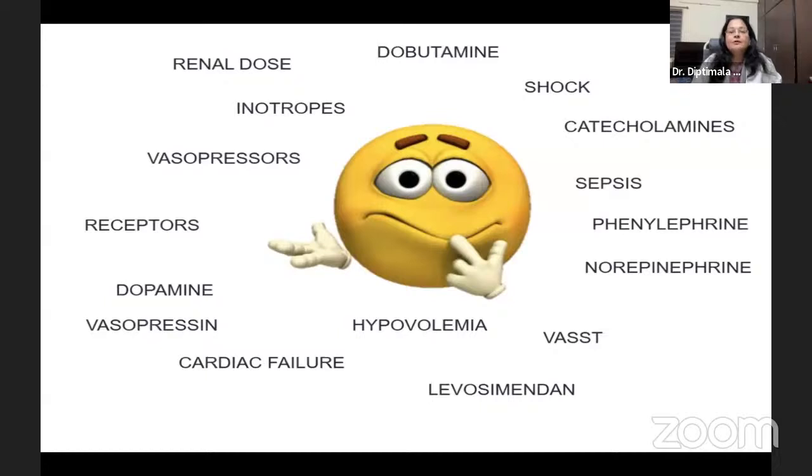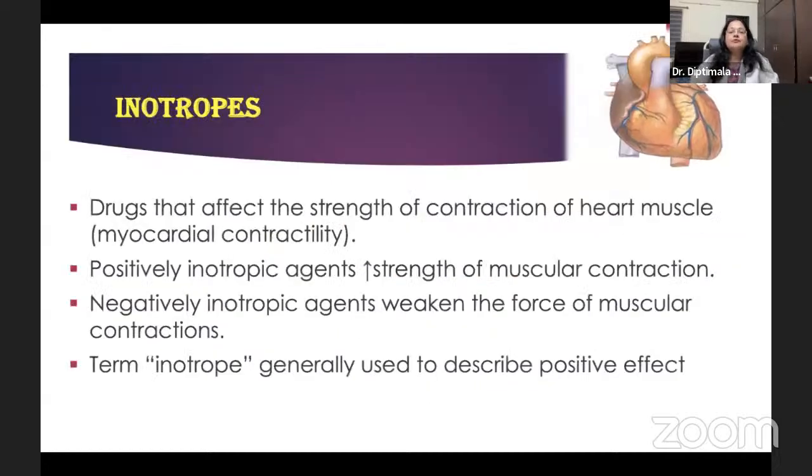So depending on the background of the attendees who have joined, if you are in ICU, you will find the topic very simple. And if you have not worked in ICU, then also few of the slides will take you back to your pharmacology days.